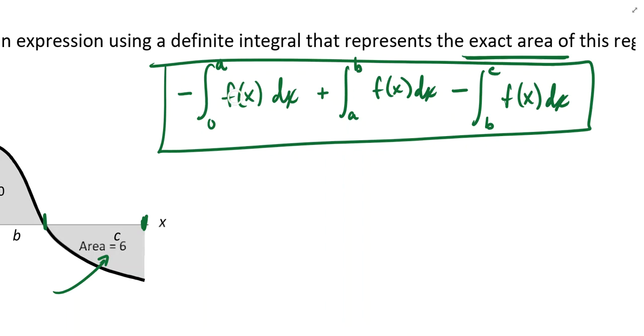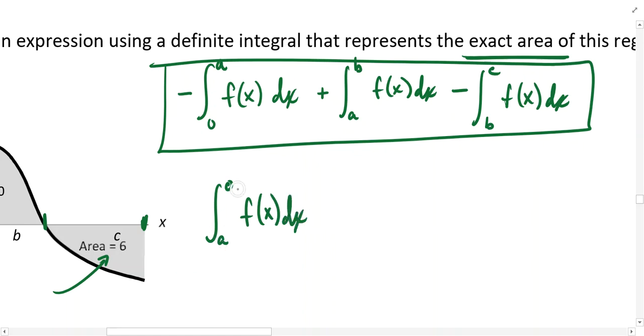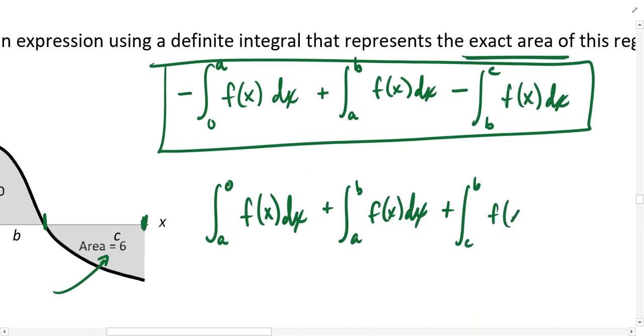Another way to negate area and to avoid these negative symbols is to reverse the order of our boundaries on our integrals. So if I integrate not from 0 to a, but from a to 0 in reverse order, then that too will negate our result. So we could say from a to 0 of f of x plus a to b of f of x plus the integral from c to b of f of x.